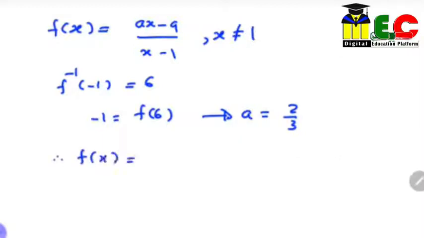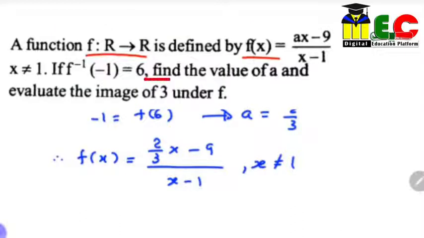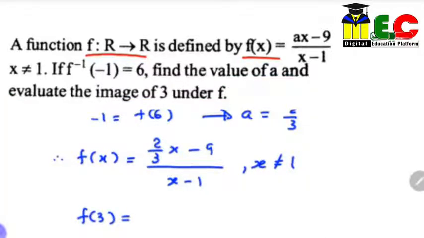f(x) = (2/3)x minus 9 by x minus 1, x not equal to 1. Find the value of a. The image of 3 under f, f(3), equals minus 7 by 2.